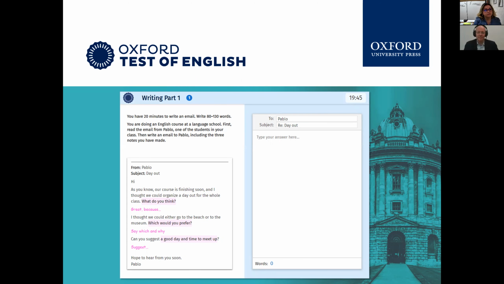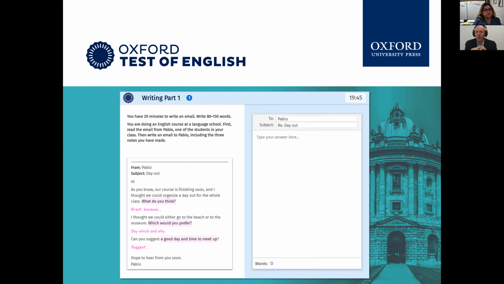Let's take a look at that email. It's from Pablo. The subject is day out. And Pablo says, "Hi, as you know, our course is finishing soon, and I thought we could organize a day out for the whole class." And here, highlighted in this pink color, it says, "What do you think?" And under that, it says your notes. Great, because we continue. "I thought we could either go to the beach or to the museum. Which would you prefer? Say which and why. Can you suggest a good day and time to meet up? Suggest."